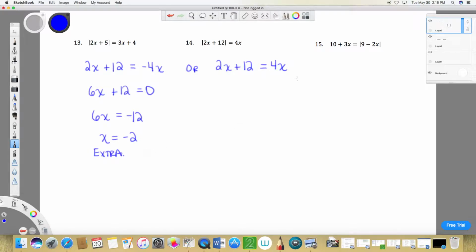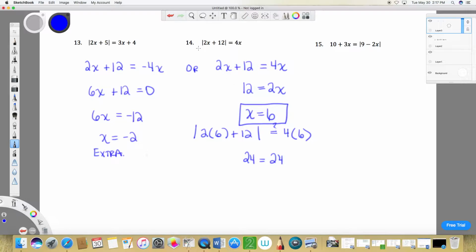Let's move on to this other equation. Let's subtract 2x from each side, divide by 2, and we have that x is equal to 6. So on the left-hand side of the equation, we've got 2 times 6, which is 12, plus 12. Hey, that's 24, and the absolute value of 24 is 24. The question is, on the right-hand side, do we also get 24? And we do. So we have that this solution satisfies this equation. It makes it a true statement. So there's our answer for number 14.